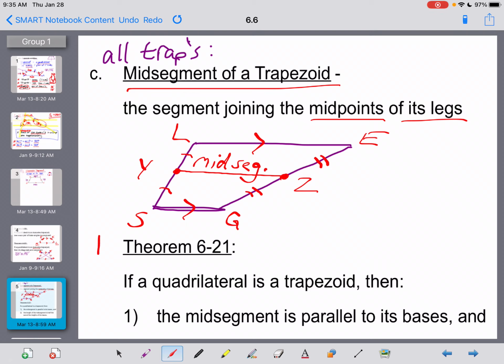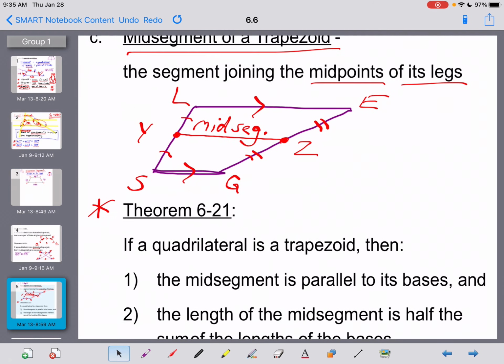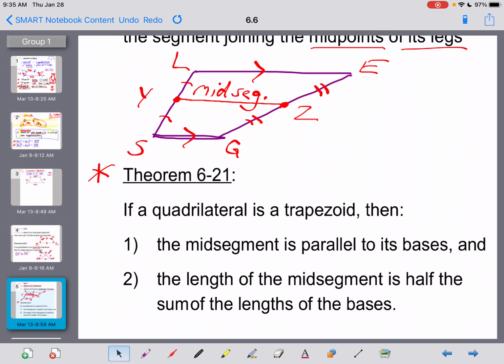And Theorem 6.2.1 tells us two interesting facts, everybody, about a midsegment. First of all, and again, I think this one passes the eye test too, the midsegment is parallel to the two bases. We already knew that LE up on the top and SG down on the bottom were parallel. This YZ in the middle is parallel to those two as well. So that's the first little conclusion of that theorem.